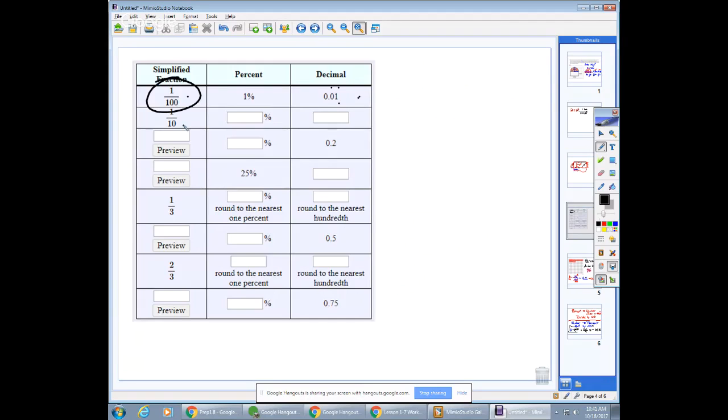So here I have a tenth. I want to change it to a percent. So do I multiply or divide to change 1/10 to a percent? Multiply, good answer. Yeah, so what's 1/10 times 100%? 1/10 of 100. 10 goes into 100 how many times? 10 times. Yeah, that would be 10%. Yeah, so I'm changing it to a percent. I think you were thinking of the decimal answer. Yeah, as a decimal, it would be 0.1 as a decimal.